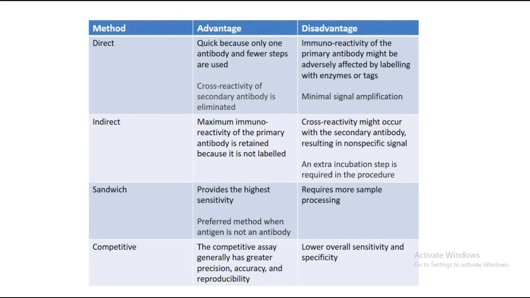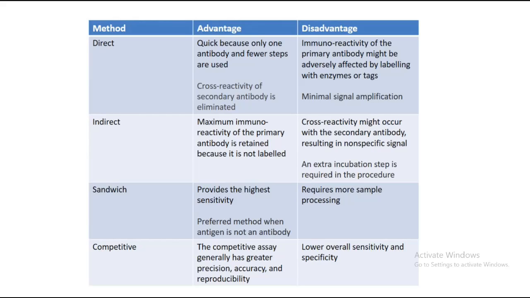Okay, folks, this slide is to summarize the advantages and disadvantages of the different ELISAs. I'm not going to go into too much detail, but the direct ELISA is useful because it's quick and only involves one antibody step. It also avoids any cross-reactivity of the secondary antibody because there is no second antibody in the direct ELISA. A disadvantage is that the immunoreactivity of the primary antibody might be adversely affected by labeling with enzymes or tags.